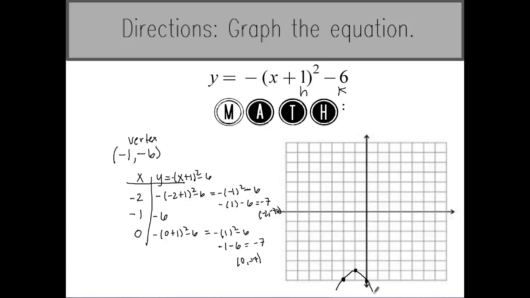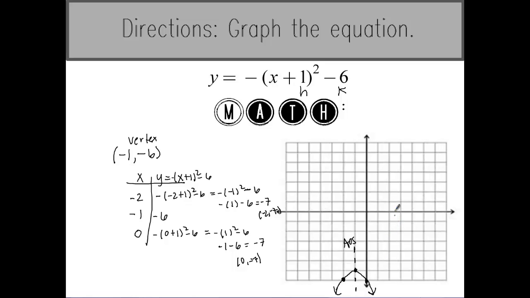Although my graph is cut off a little bit, I know that it will look like this. It will open down because it was negative. And then I can plot my axis of symmetry, which is the line that cuts my graph in half and makes it symmetrical on both sides.